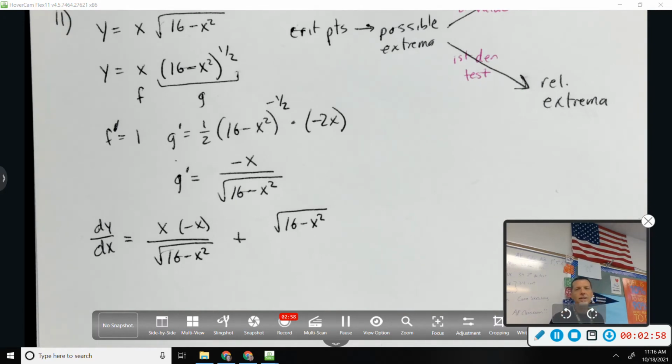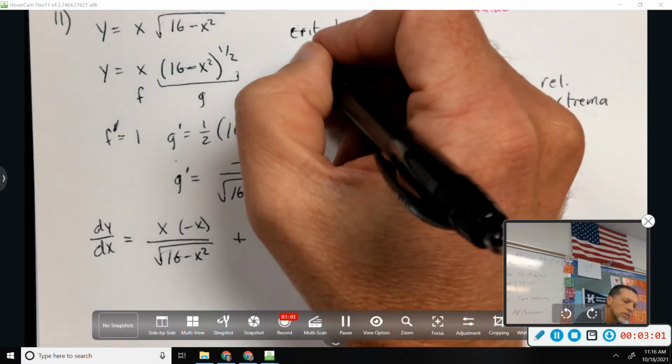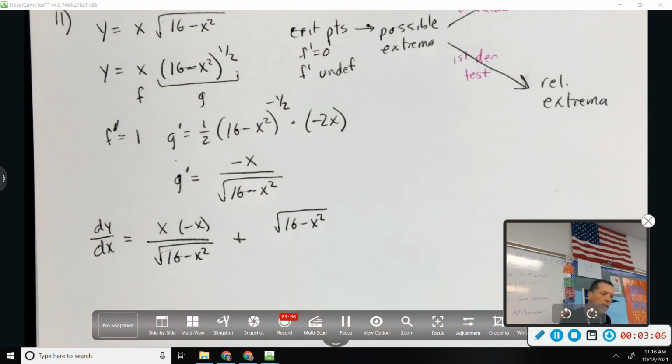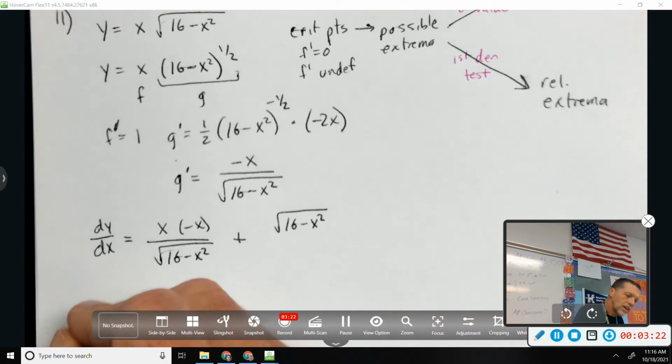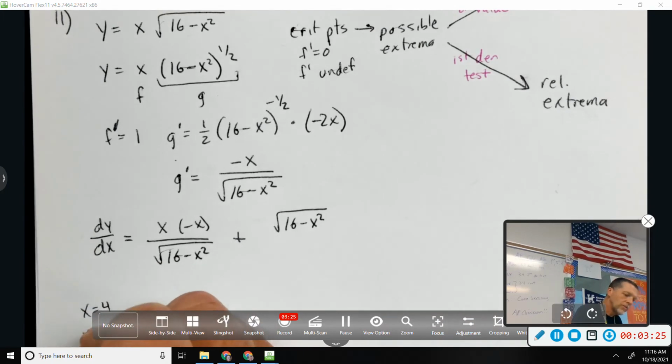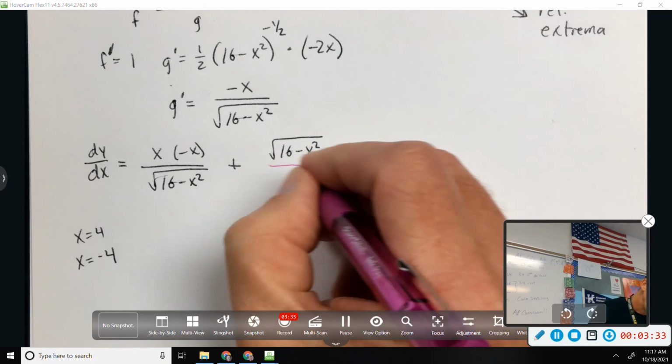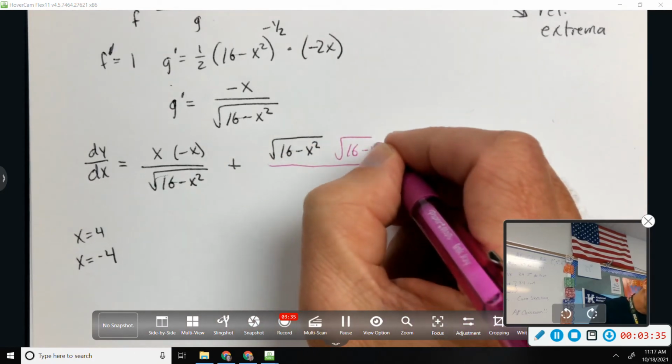And I need to know, so critical points are where f prime is 0 or f prime is undefined. I think I can pick off the undefined x's right away. It's 4 and negative 4. So 4 and negative 4 would make the bottom 0. So x equals 4, x equals negative 4 are 2 of the critical points. To find the others, I'm going to have to get a common denominator.